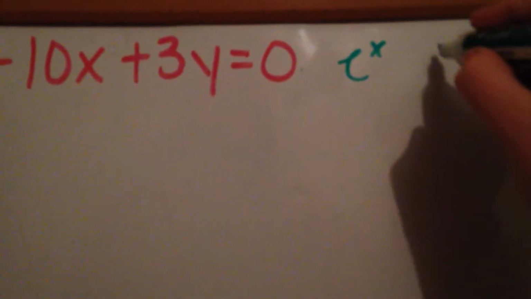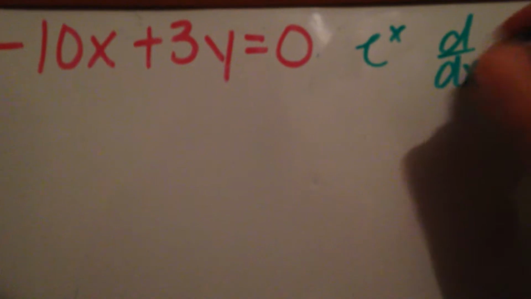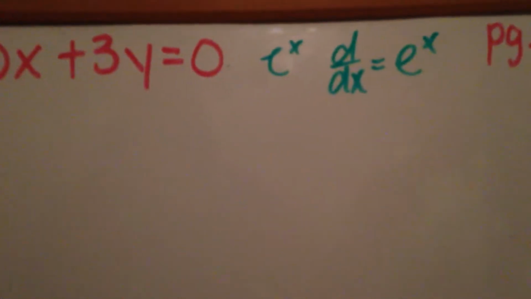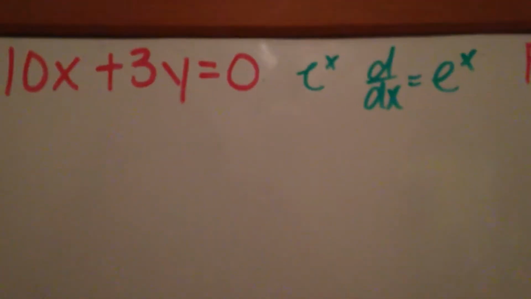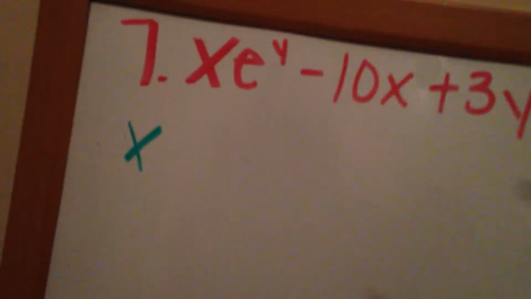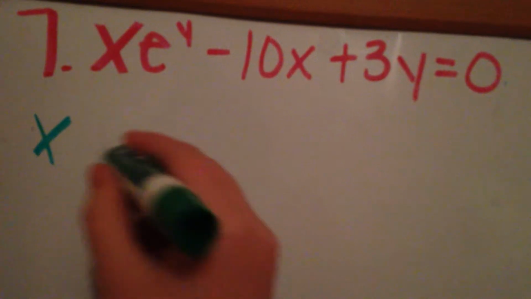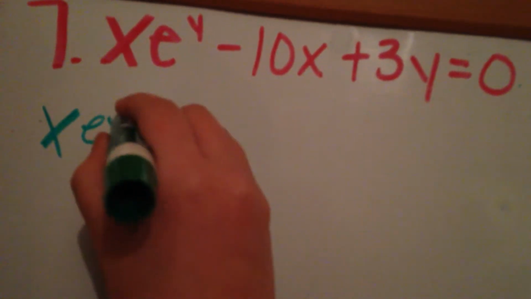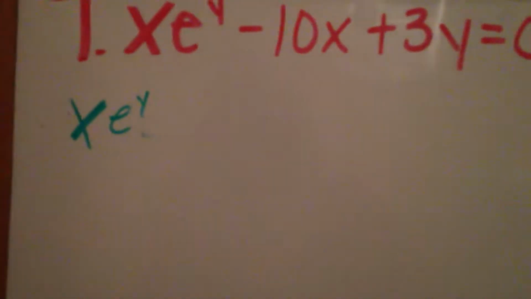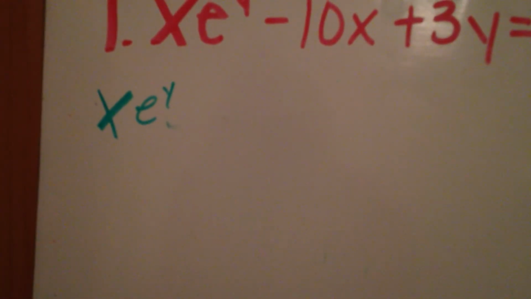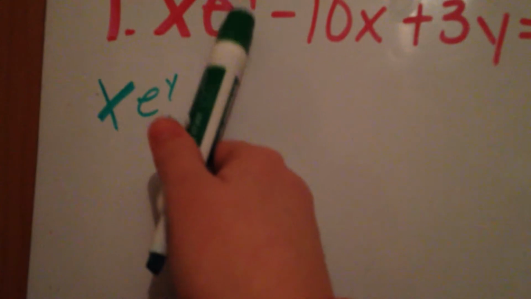Now e to the x, the derivative is d over dx equals e to the x. As you can see, the derivative of an exponential is itself. So now if you're taking the derivative of e to the y, you're going to write e to the y. So let's put that little y there. And you notice there is a y in this part of the equation.